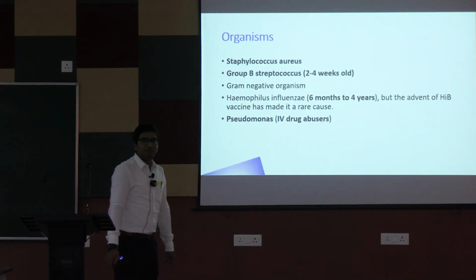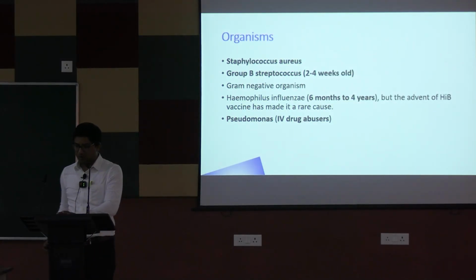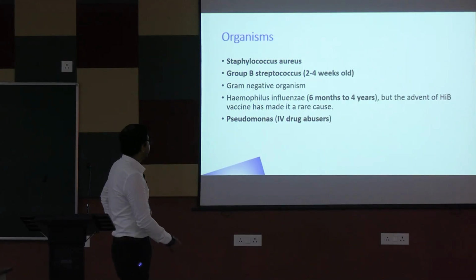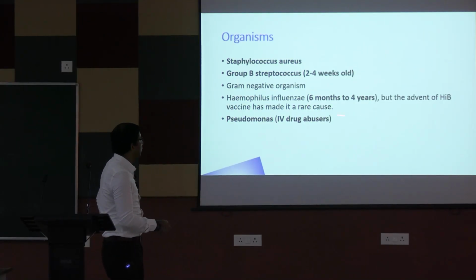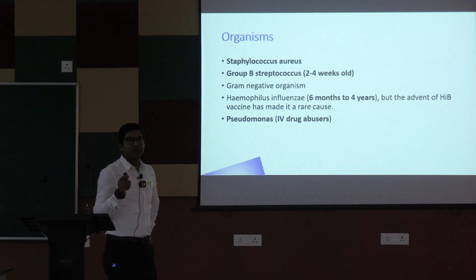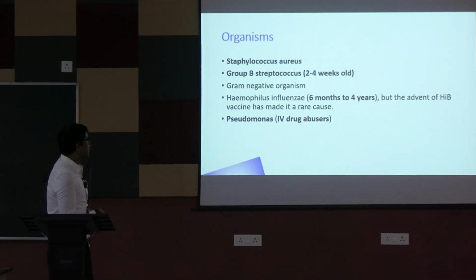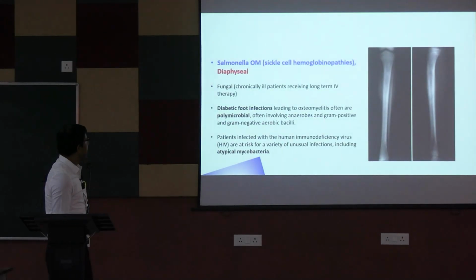What are the most common organisms? We have Staph aureus, Streptococcus. In neonates, gram-negative organisms are more common. Haemophilus influenzae was common in patients from 6 months to 4 years, and in individuals who are using IV drugs, Pseudomonas is the common organism.